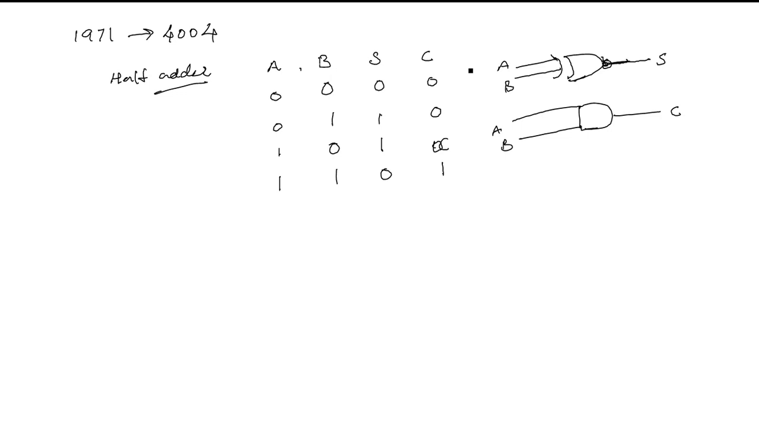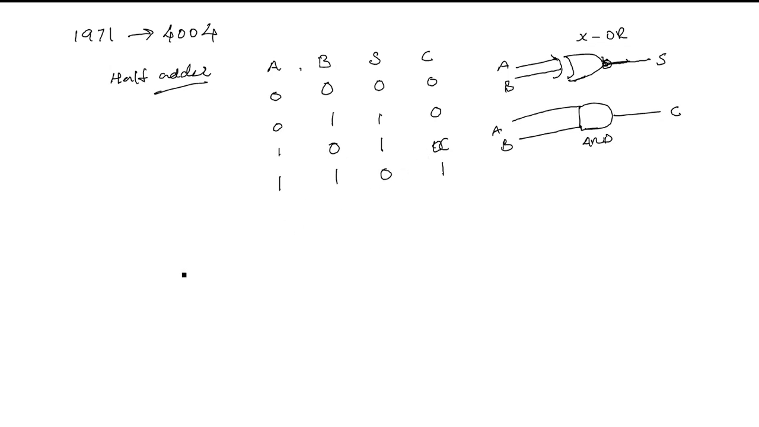So we need IC 7486 for the XOR gate here, and 7408 or whatever it may be, I forgot, for the AND gate here. So here is an AND operation to make the carry and an XOR operation to make the sum. So we need two basic ICs to implement the simple half adder circuit.